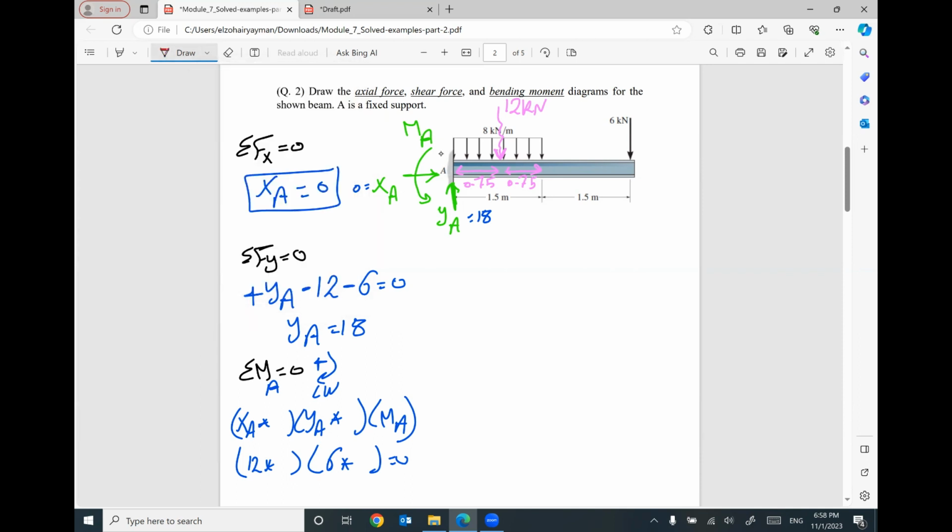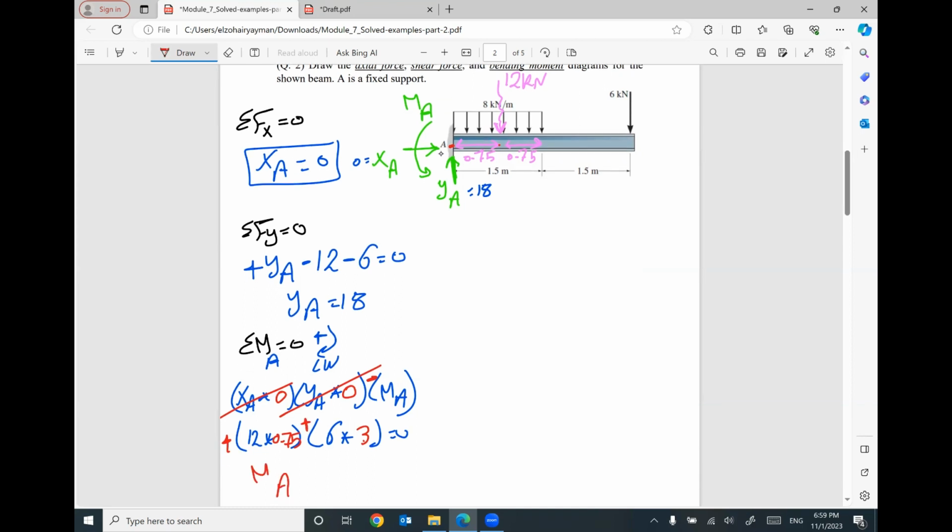The distance between XA and A 0, YA and A 0, MA does not need distance, 12 and A 0.75, 6 kilonewton and A 3 meter. This term is 0, this term is 0. Based on clockwise rotation is positive, this one is counter, so this one will be negative. This one will be positive. This one will be positive. The only unknown is your MA. I can find out the value of MA. It will be 27. So this MA equal 27. This reaction equal 18. This reaction equals 0.